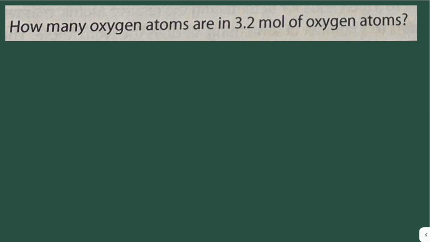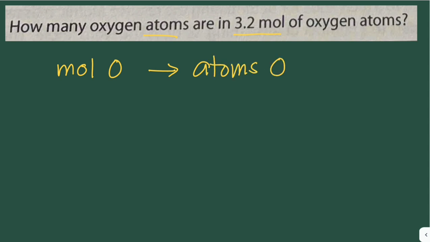How many oxygen atoms are in 3.2 moles of oxygen atoms? So this is what we're going to do here. Since we're given 3.2 moles of oxygen atoms, we convert this to atoms of oxygen. So we convert number of moles of oxygen to number of atoms of oxygen. And then we start with the given value, which is 3.2 moles of oxygen.